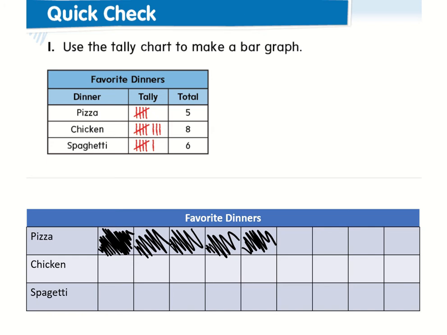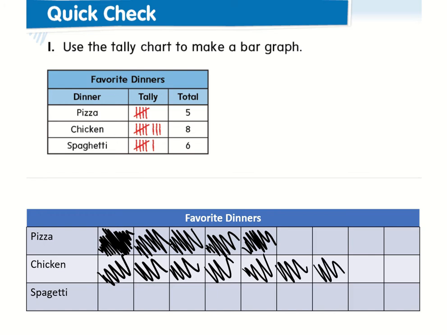Chicken had 8, so we're going to color in 8 boxes. So I have 1, 2, 3, 4, 5, 6, 7, and 8. And then the last one for spaghetti, boys and girls, we have 6. So I'm going to color in 6 boxes. 1, 2, 3, 4, 5, 6.